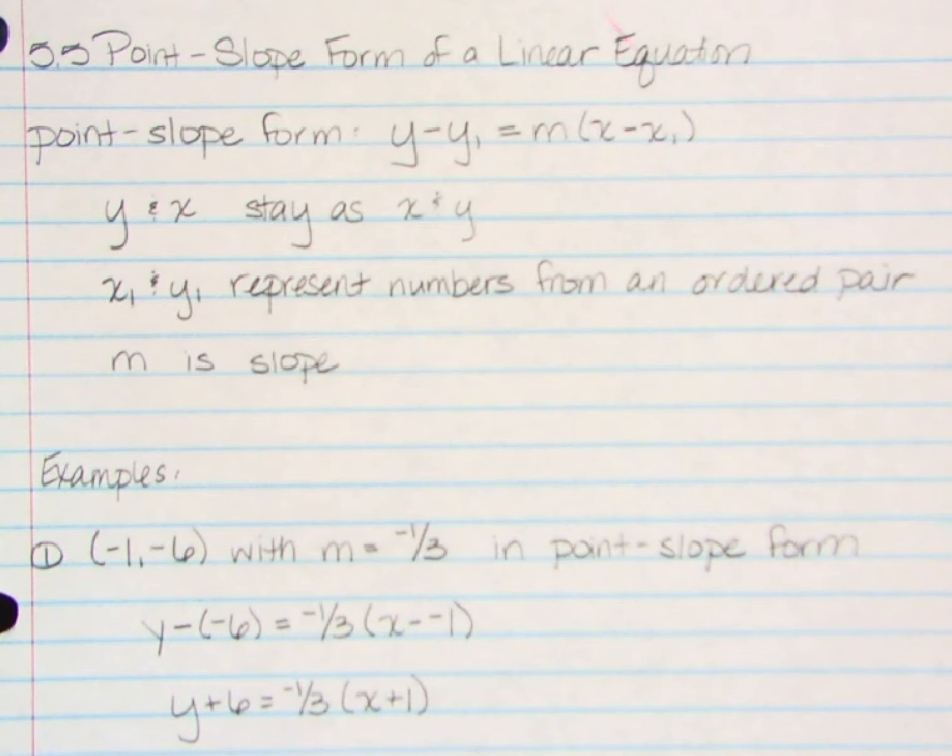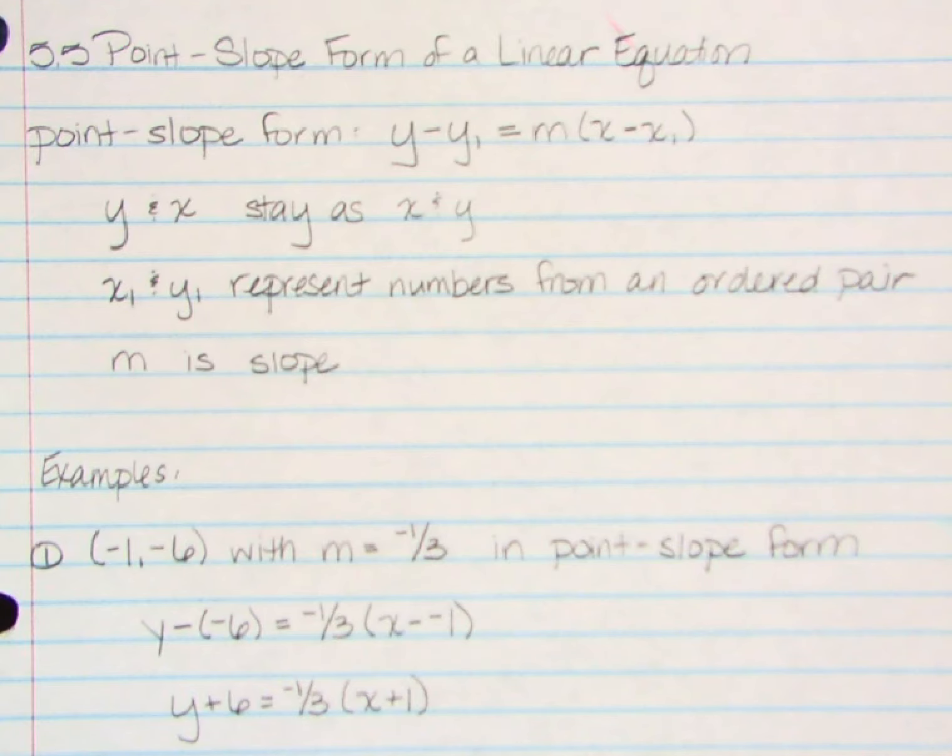So point slope form is y minus y1 equals m times x minus x1. So m still stands for our slope. So y and x stay as x and y. They don't change, okay? They stay as they are. So you don't substitute numbers in for x and y or anything. They stay as x and y.